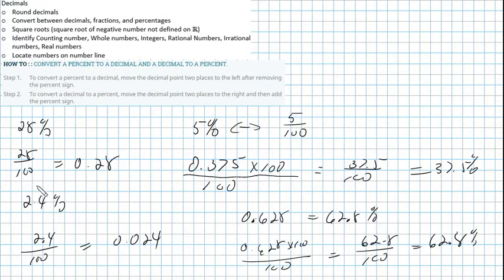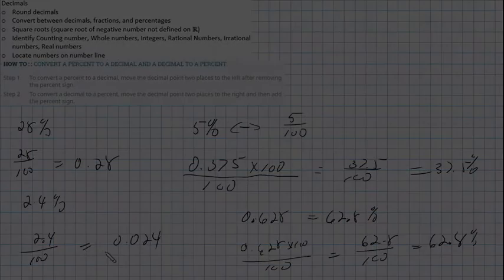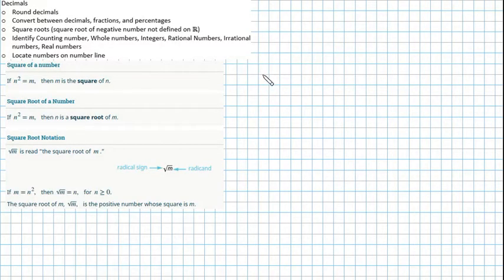Understand what that means, right? When you move the decimal point 2 places to the left, you're dividing by 100. Let's talk about squares and square roots.